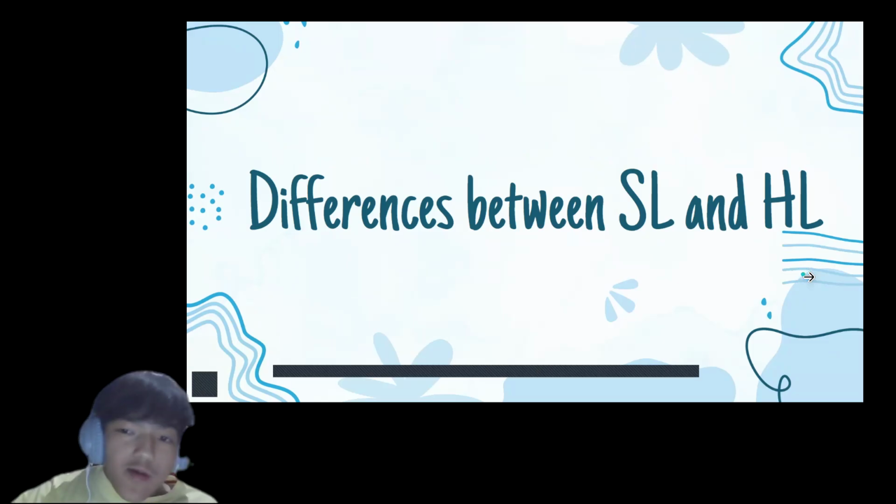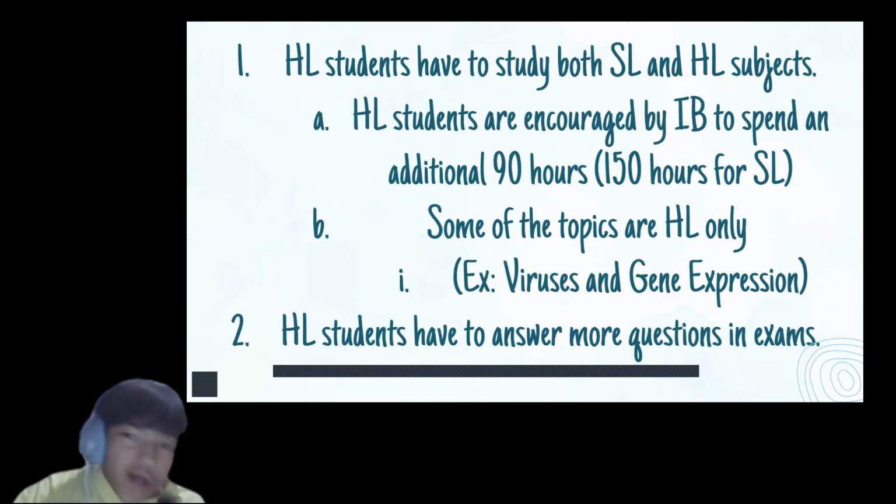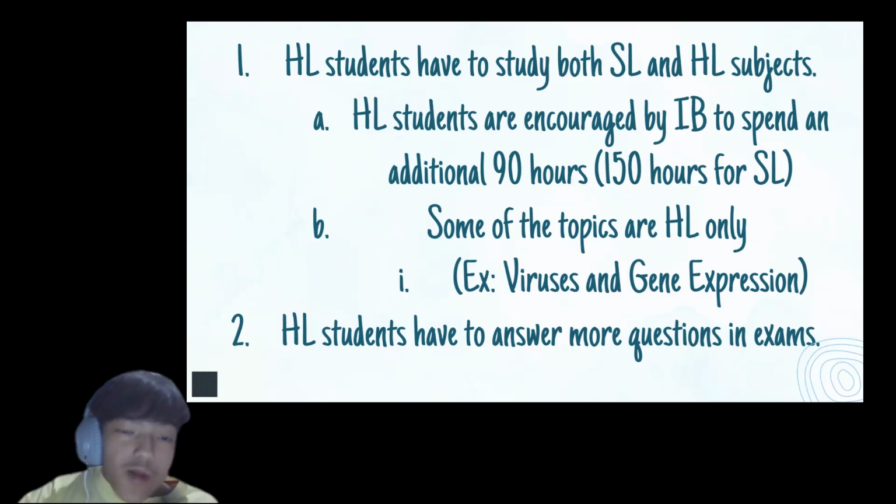So, the differences between SL and HL. Basically, HL students have to study both SL and HL subjects, while SL students only have to study the SL subjects, the topics. HL students are encouraged by IB to spend an additional 90 hours because nearly half of the syllabus is for HL students. And some of the topics, like viruses and gene expression, are HL only. HL students also have to study more in order to answer more questions in the exam.